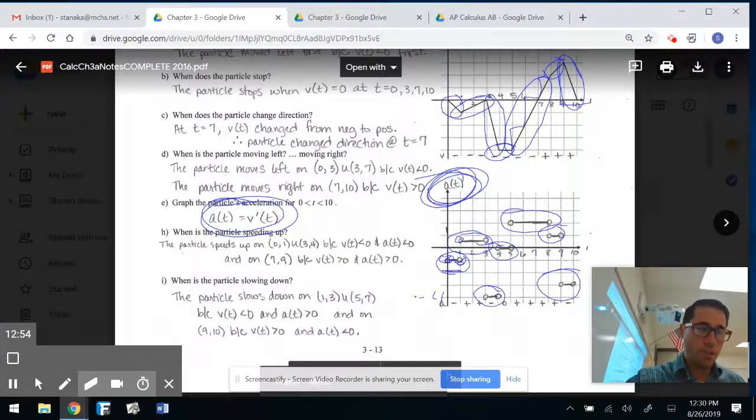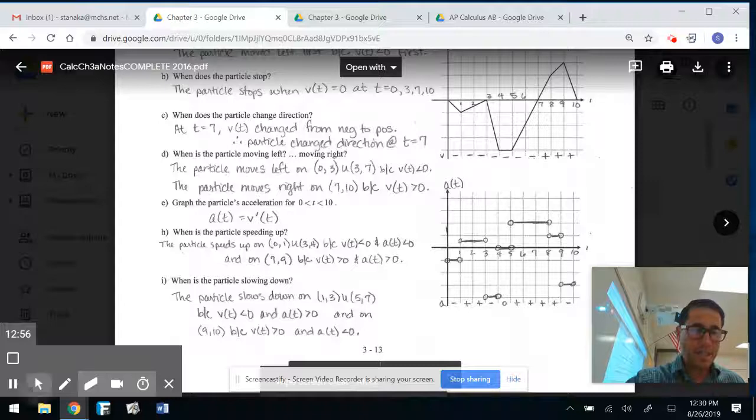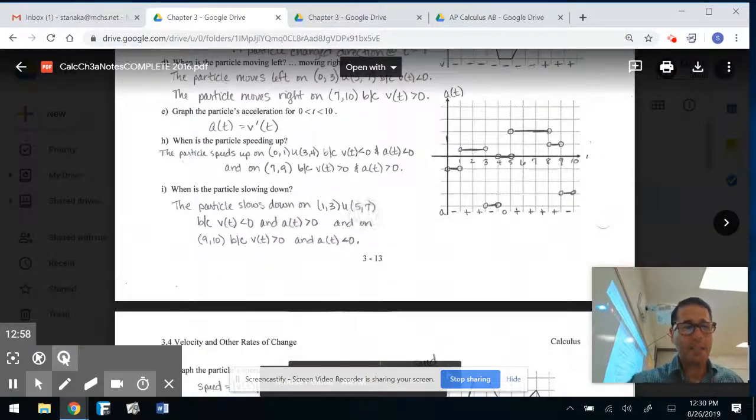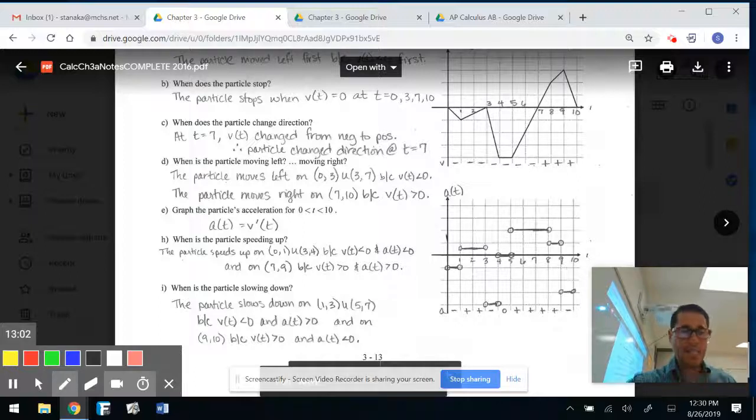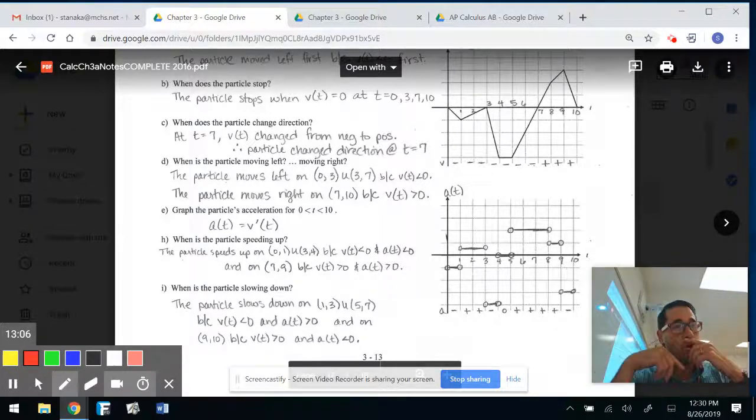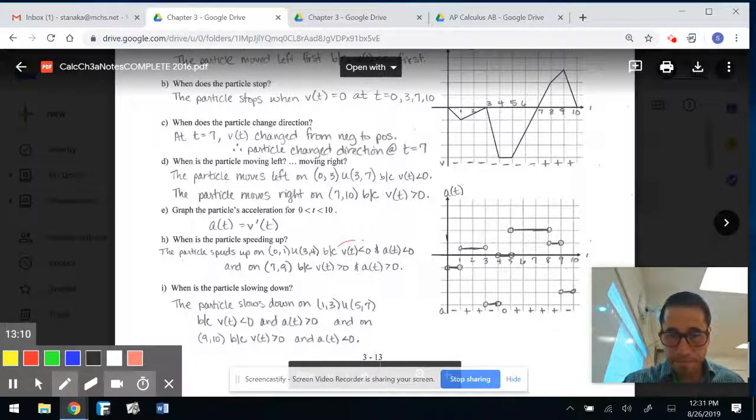Once again, make sure you hit pause to make sure that makes complete sense. Okay, what are we asking next? Oh, snap, I need both graphs for that too. Okay, when is the particle speeding up? Well, let's go back to those notes. When could a particle be speeding up? Well, look at my justification.